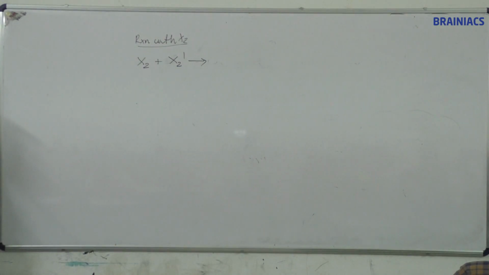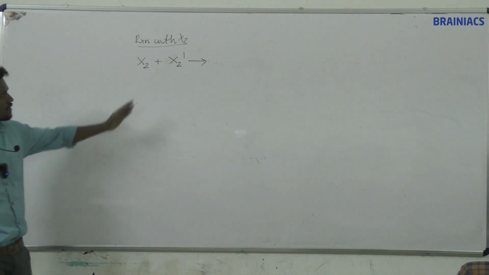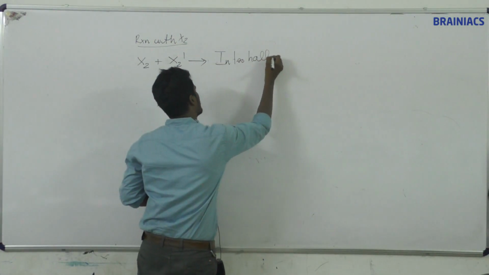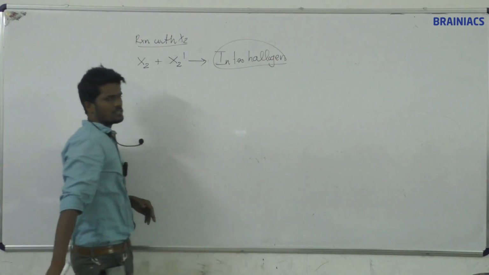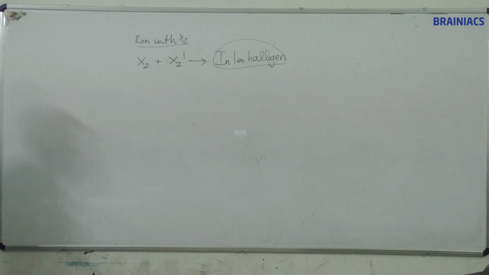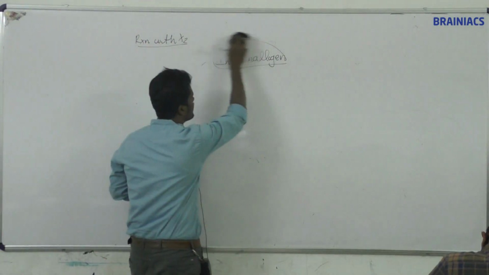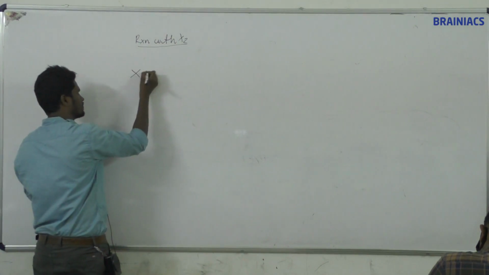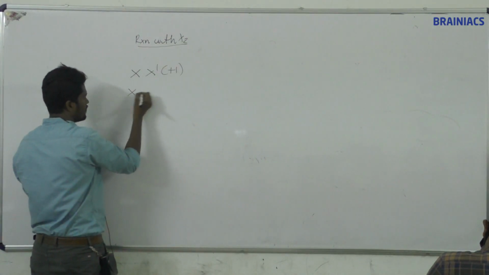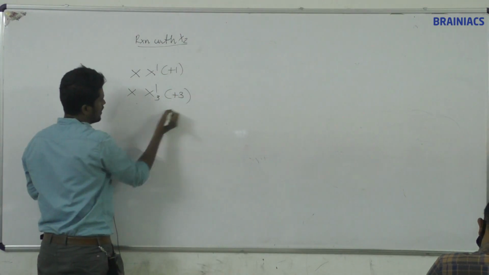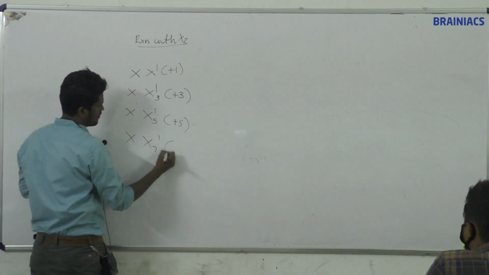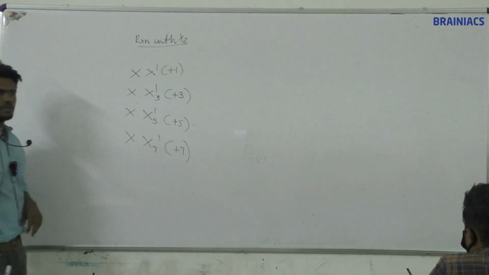O2F2, OF2. Reaction with the halogens. So halogens react with other halogens and form interhalogen compounds. So what are the interhalogen compounds?